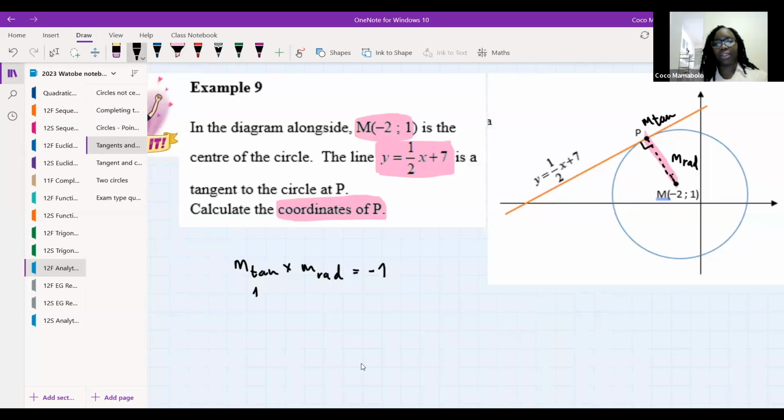Okay, I know that this is a half times m rad is equal to -1. So we can divide by a half, and the answer that we'll get over here is -2. Good. So we know that the gradient of the radius is equal to -2, right? What can we do with this information now that it's been given to us? That's it, Sibahle, very well done. Okay, they've given us this. And remember, guys, from M to P, that's also a straight line. So what can I find in terms of the gradient of my radius over here? What can I look for?